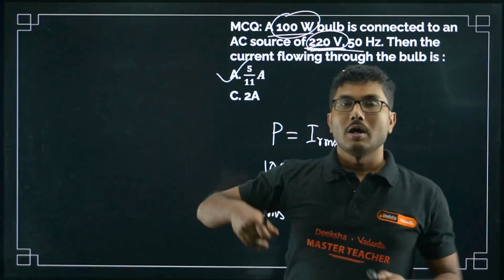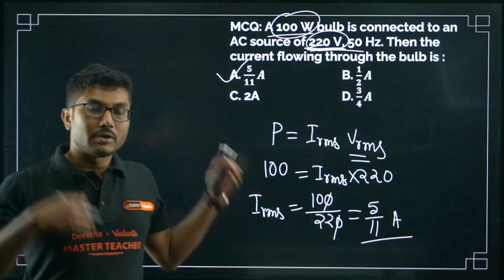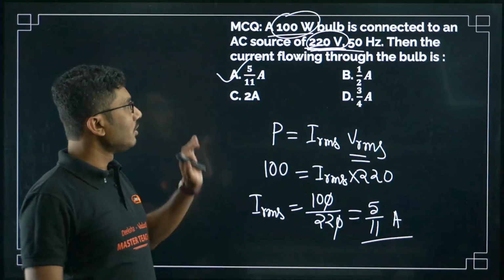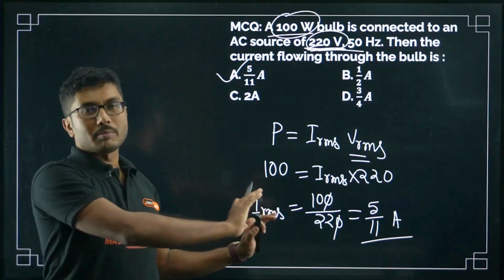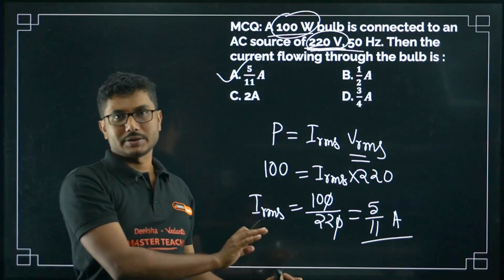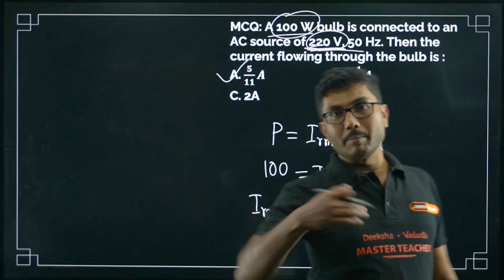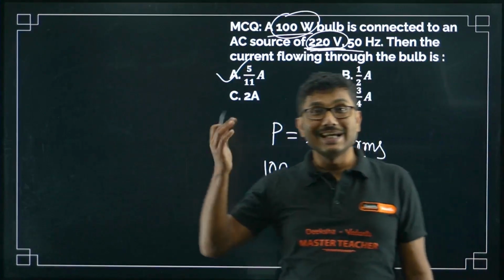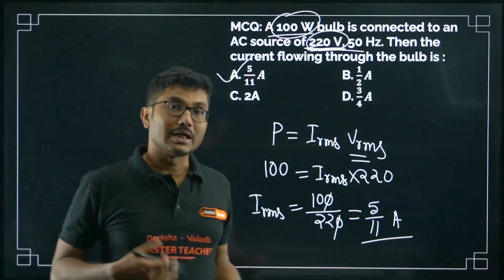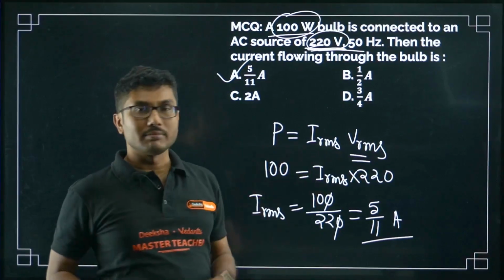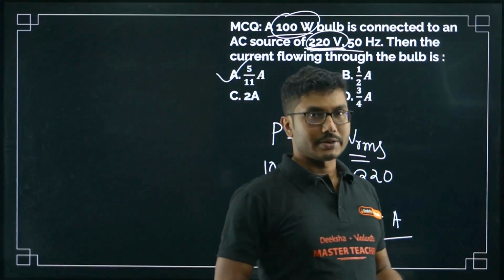So don't get confused. No inductor is given, no capacitor is given. How to solve it? Don't worry, just use the normal law. You can still find the answer. So this is a very easy question which students get stumbled upon by seeing the word AC, but the power rating is given in DC. How to solve it? Don't worry, we know the formula. Apply it, you will find the answer, right?